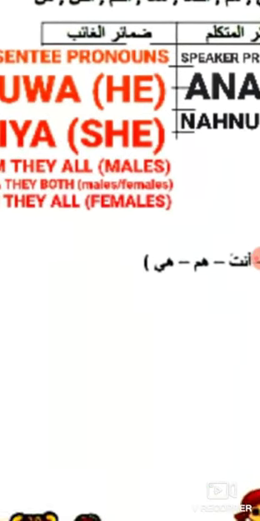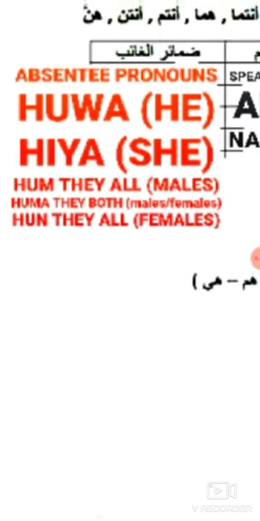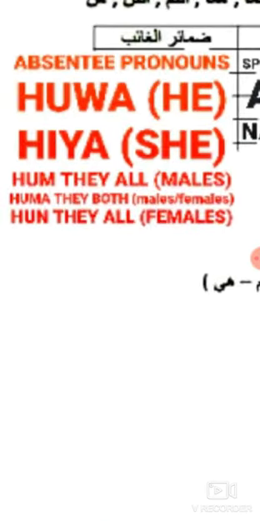Now let's discuss the final one again, with the English transliteration. Absentee pronouns, the ضمائر الغائب, or the he, she, they. Okay? The third person pronouns. Huwa is he, hiya is she, as we already discussed. Hum, they all, multi-plural or plural more than 2. They all, males. Huma, they both. And hun, they all, females.